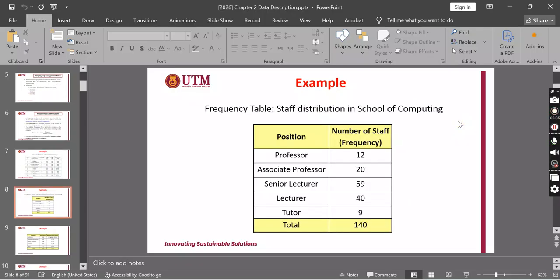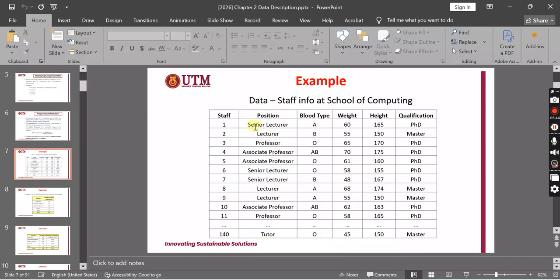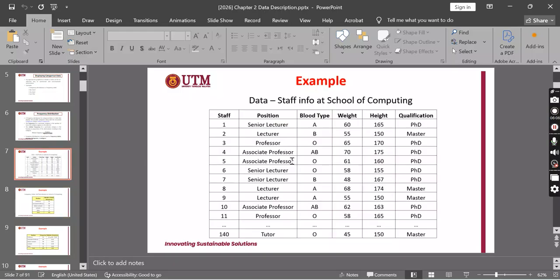Okay, let us start here. For position, how many positions do we have in the main table? We have lecturer, we have professor, we have senior lecturer, and we have associate professor. Okay, and we have tutor. So these are the categories, the types that we have in the table. So you put all of them. How many professors do we have in the main table?